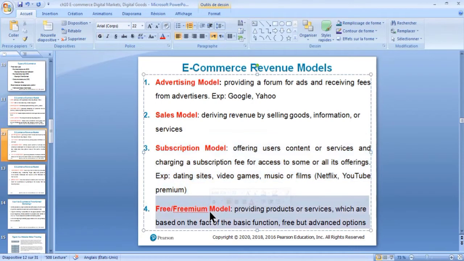Another revenue model هو الفري ولا الفريميوم موديل. يعني هنا it's about providing products or services which are based on the fact that the basic function is free، يعني une fonction basique تلقاها free، ولكن des options plus avancées يلزمك تدفع. فهنا الفريميوم هو combination ما بين كلمتين اللي هو الفري والبريميوم.